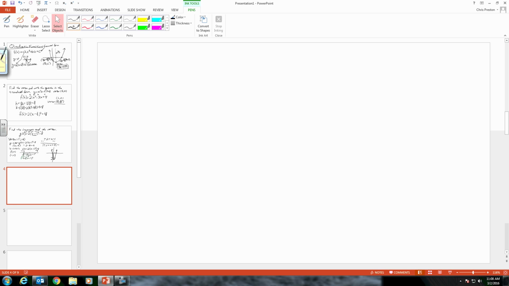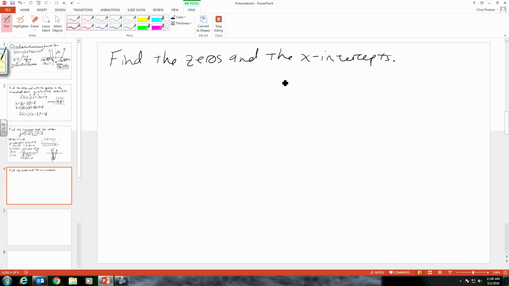Okay, let's see another thing we're going to look at. I kind of mentioned this. You might be asked to find the zeros and the x-intercepts. So this is a good time to talk about some relationships between these. We've already mentioned this before, but let's say we have f of x equals x squared minus 7x plus 10. To find the zeros, I set this equal to 0, and I solve it.